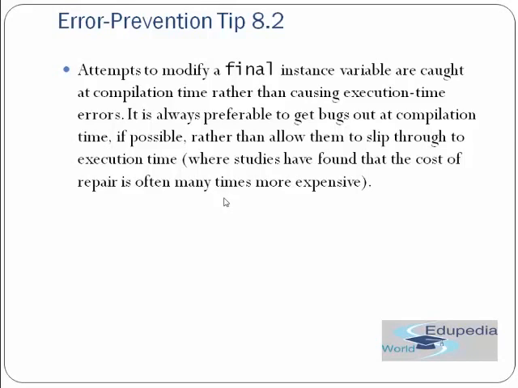So what it's trying to say is that if we attempt to modify a final instance variable, then that will be caught at compilation time only. That means if it's caught at compilation time, then before runtime you'll get to know that you are making a mistake, you are doing an error. So just make sure that whenever you are using a final instance variable, do not modify it.